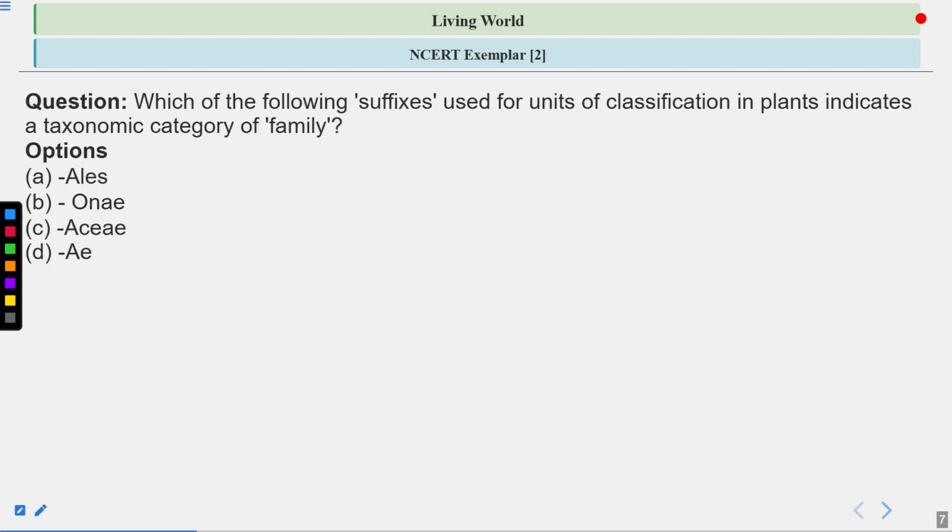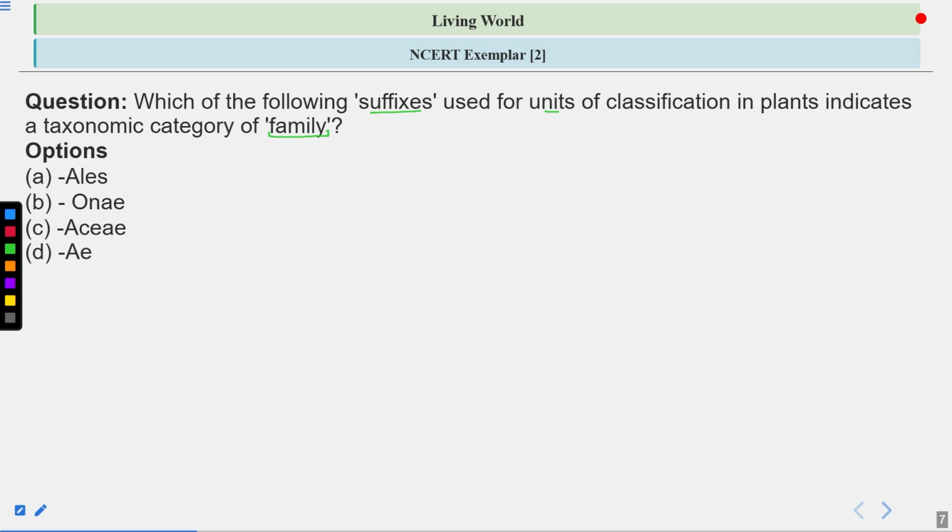Now, let's discuss this question. Which of the following suffix used for units of classification in plants indicates a taxonomic category of family? Okay. So here they are talking about the suffix. Suffixes are usually written at the end of any word. So there is a prefix and there is a suffix. Prefixes are written before the word, and suffixes are written after the word.